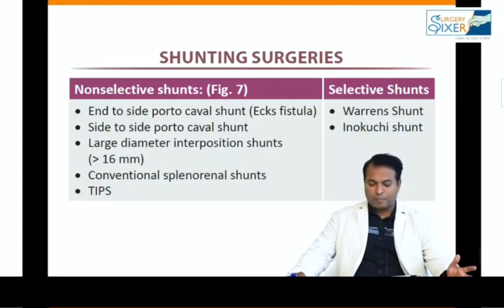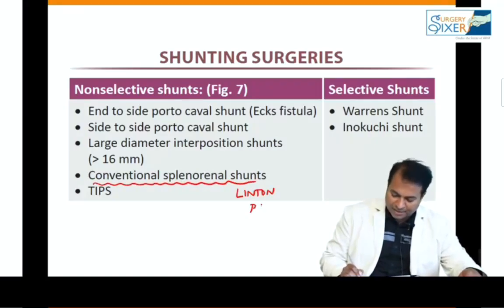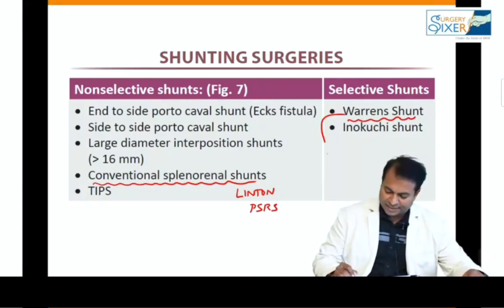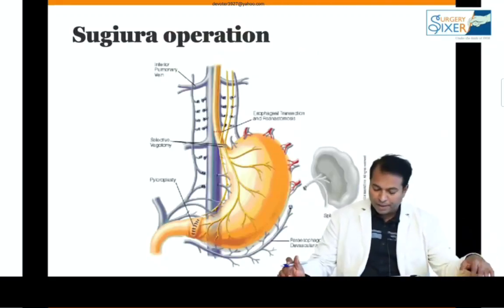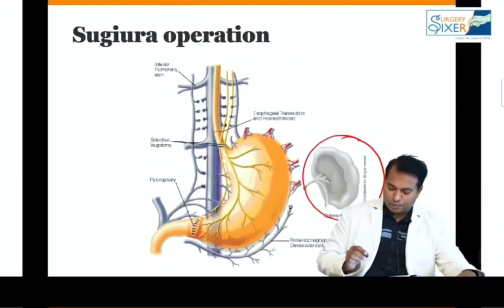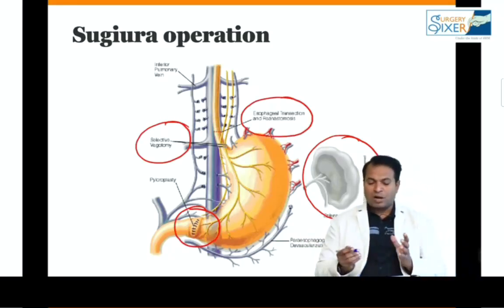So we have discussed various shunt operations. Don't forget what is the other name of conventional splenorenal shunt. It is also known as Linton shunt or PSRS shunt. What is the other name of Warren shunt? It is DSRS shunt. So please don't forget Sugiura operation, which I told you, is a devascularization operation in which we do splenectomy, pyloroplasty, truncal vagotomy, esophageal transection and anastomosis. All these things are done in Sugiura operation.